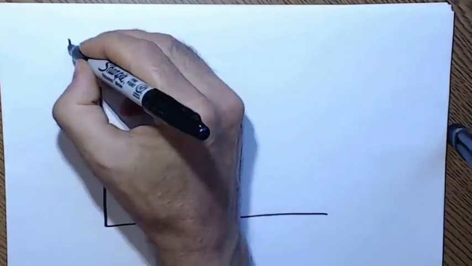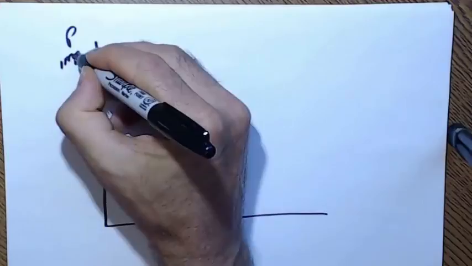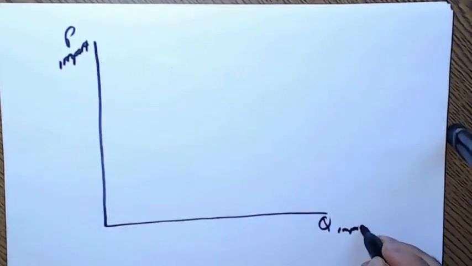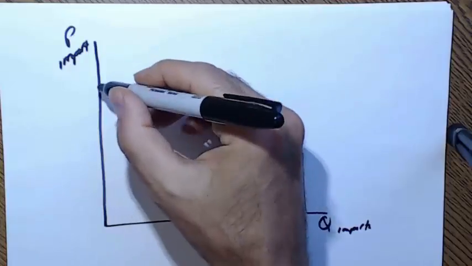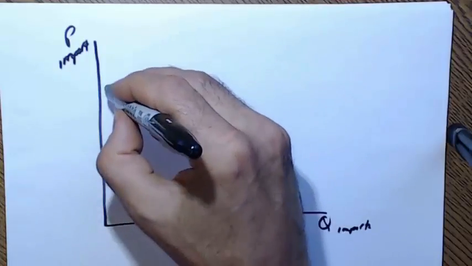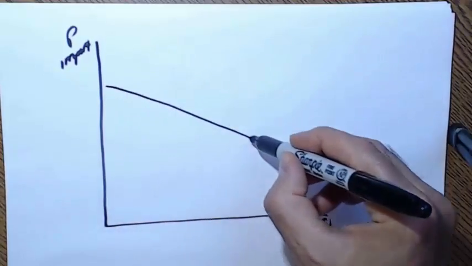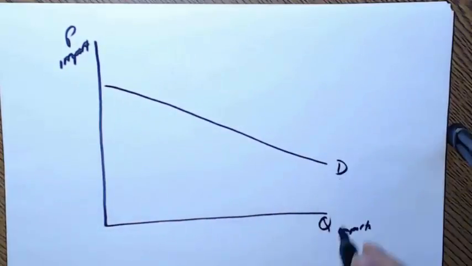Keeping in mind this is the price of imported trucks. This is the quantity of imports. If you notice carefully, you'd have to plot this out on graph paper, but the demand curve is relatively flat, meaning that it's pretty elastic. And why is it fairly elastic? Because there's a lot of substitutes for imported trucks.